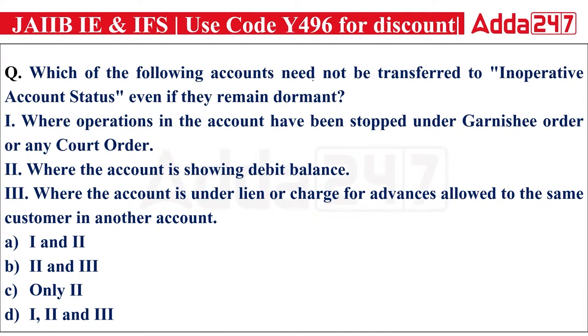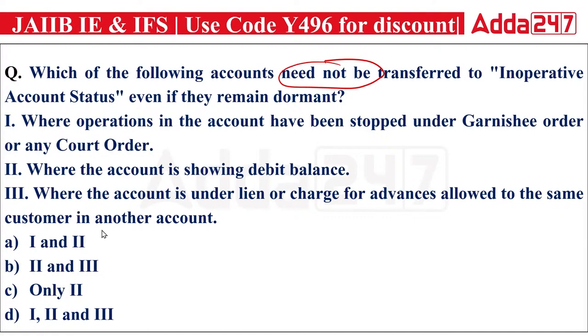Okay, next. Which of the following accounts need not be transferred to inoperative account status even if they remain dormant? The question is asking in which of the following conditions, even if your account becomes inoperative, you do not have to transfer your account to an inoperative account. First, where operation in the account has been stopped under a garnishee order or any court order. Second, where the account is showing a debit balance. Third, where the account is under lien or charge for the advances allowed to the customer in another account. In which case will the transfer to inoperative account status not be done?